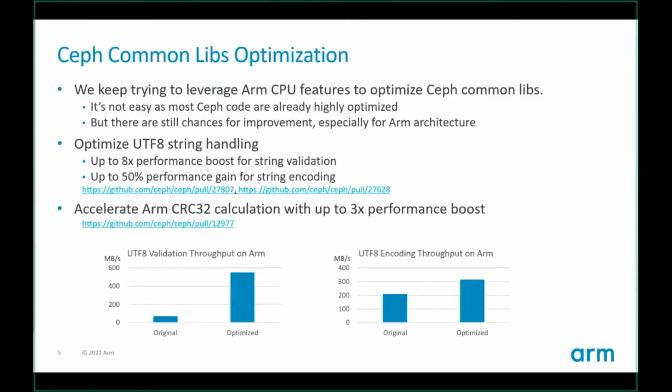And another optimization is about the widely used CRC32 implementation. With Arm v8 PMULL instruction, we can achieve up to 3 times performance boost on platforms where CRC extension is available.